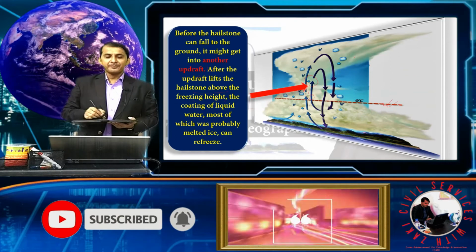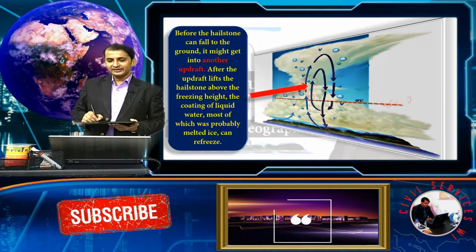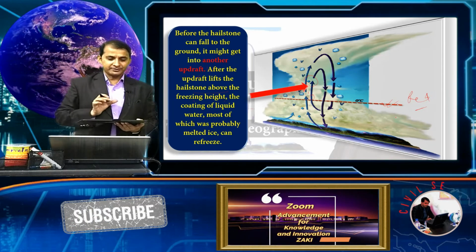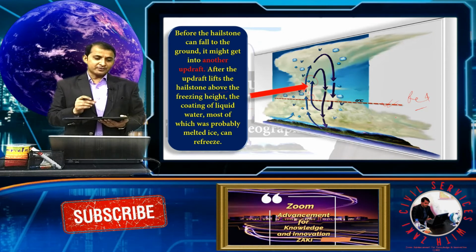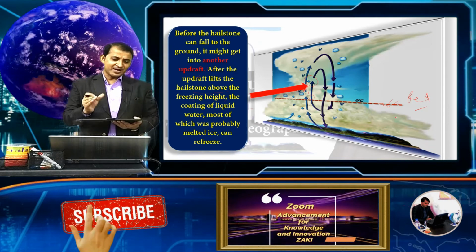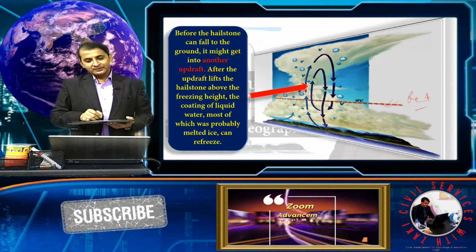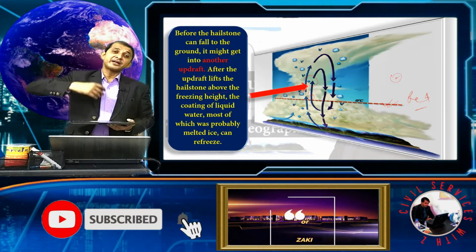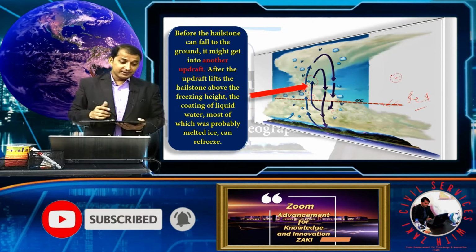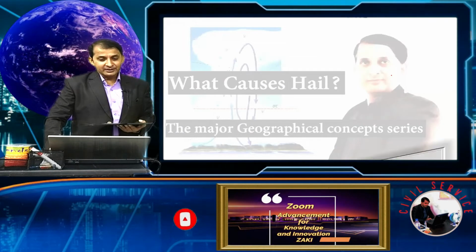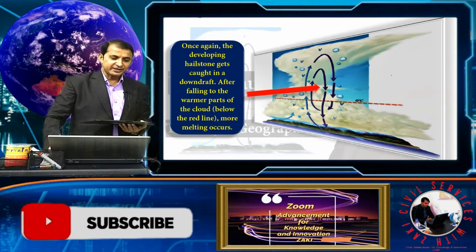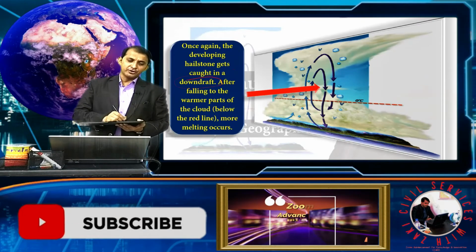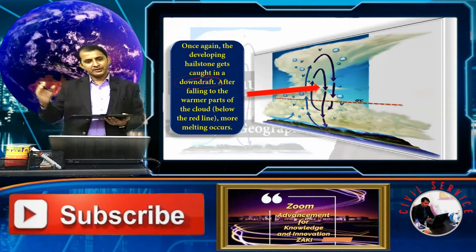It means above this red line is the freezing point. So the coating of liquid water, most of which was probably melted ice, can refreeze. So the coated water on this new layer can refreeze, and finally they go to the second downdraft. Once again the developing hailstone gets caught in the downdraft.